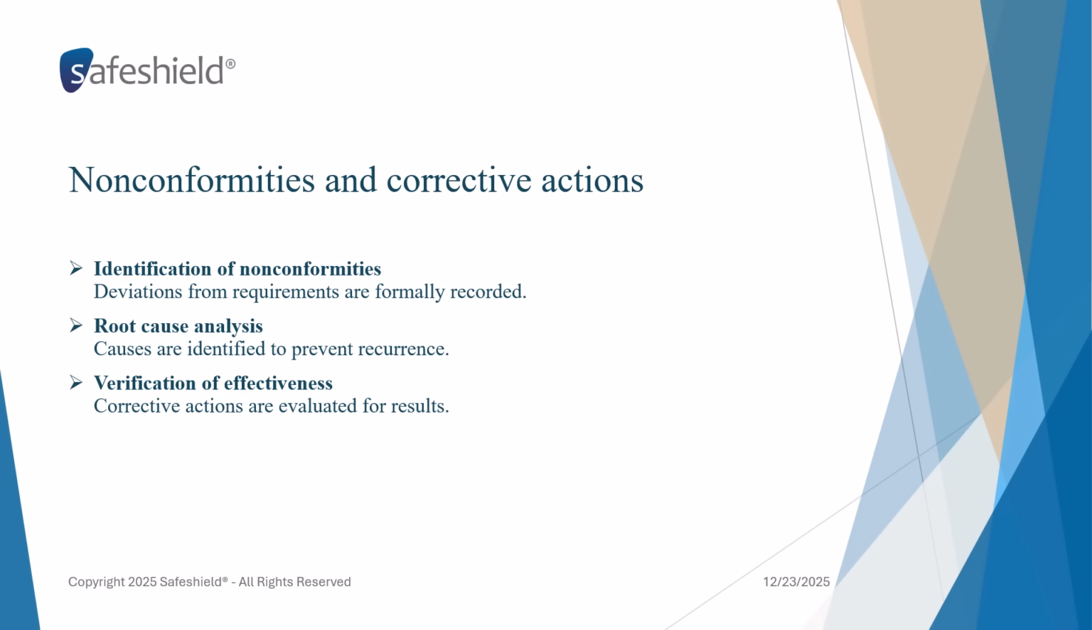Auditors will review nonconformity records, corrective action plans, and follow-up evidence. They will assess whether actions were implemented as planned and whether similar issues reoccur. Common weaknesses include incomplete root cause analysis, overdue actions, and lack of effectiveness verification. ISO 42001 emphasizes learning and system strengthening rather than blame, positioning corrective action as a driver of governance maturity.